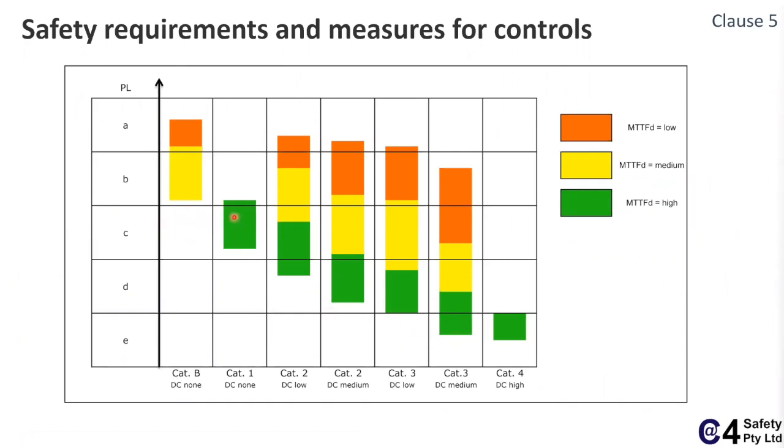So this is the old category 1, which means you've got to have well-tried components and well-tried safety principles. In other words, high quality components. Anyway, you see there that mean time to dangerous failure, the green is high. So that's a very low probability of dangerous failure per hour, the green.